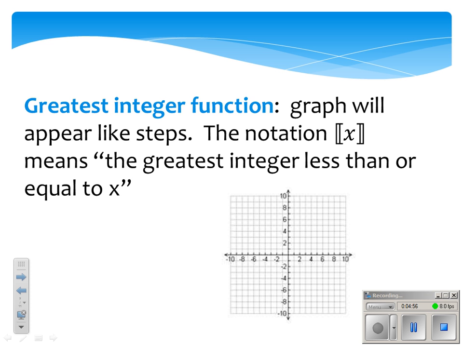Remember, an integer cannot involve a decimal or a fraction. So when we get a value for our function, if that value is an integer, that will be our answer. If that value ends up being a fraction or a decimal, you're going to drop down to the next closest integer value. So that double bracket notation means the greatest integer less than or equal to x.